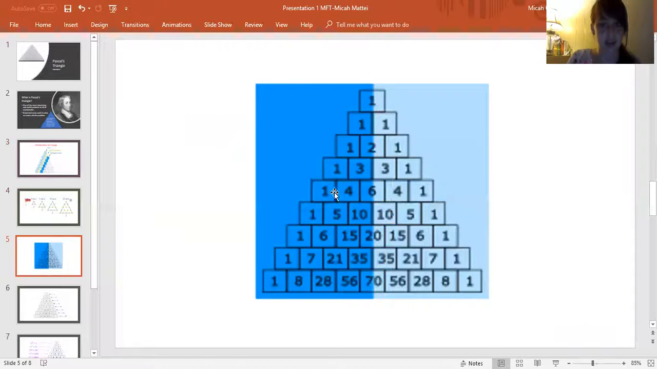And this is, like I said, the same triangle. This one is a symmetrical pattern.